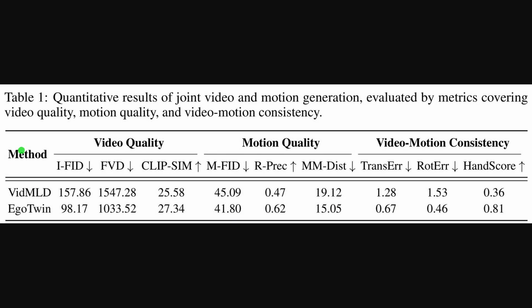Now we are looking at the main results table, which compares vid-MLD against EgoTwin across video quality, motion quality, and cross-modal consistency. You can see lower is better for image frame distance, frame video distance, motion frame distance, and the translation and rotation errors, while higher is better for clip similarity, retrieval precision, and hand score. EgoTwin wins across every column, which signals better visuals, stronger motion, and tighter head-aligned viewpoint behavior.